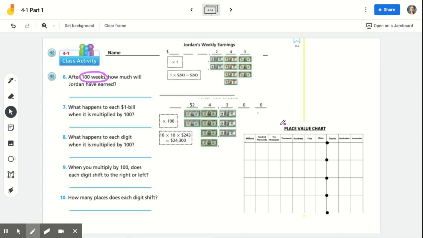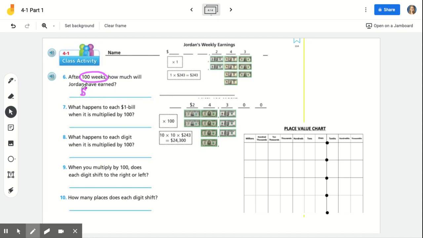Well, the book kindly already laid it out for us. This is what he earned after 1 week, and now in the book we have a new visual. We have this number, $24,300. Wow. Okay, and then I see that we're multiplying by 100. 10 times 10 is the same as 100 times 243, and that's equal to $24,300. And we'll talk about, again, how the book came up with this in just a moment.